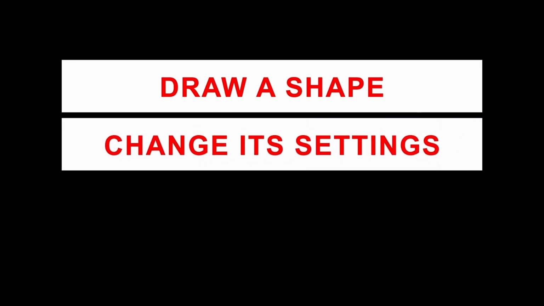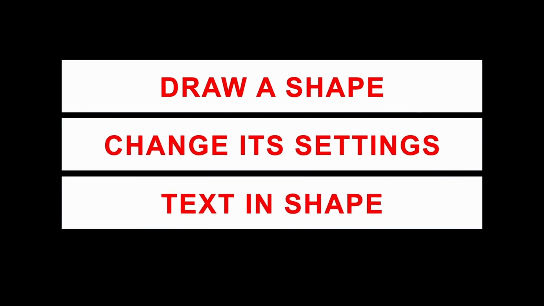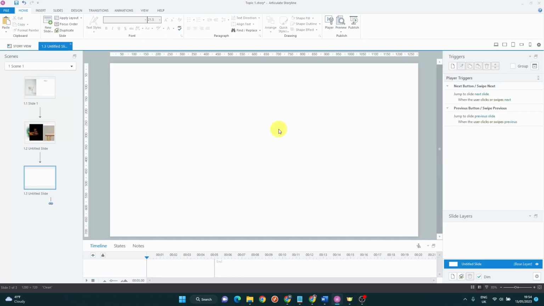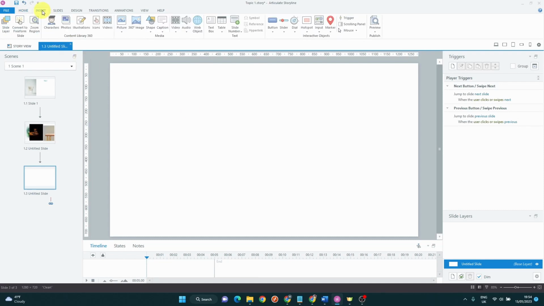In this video, we will understand how to draw a shape, change its settings, and enter text in shape. Without further ado, let's add a shape. Go to the Insert tab and then click on the shape.